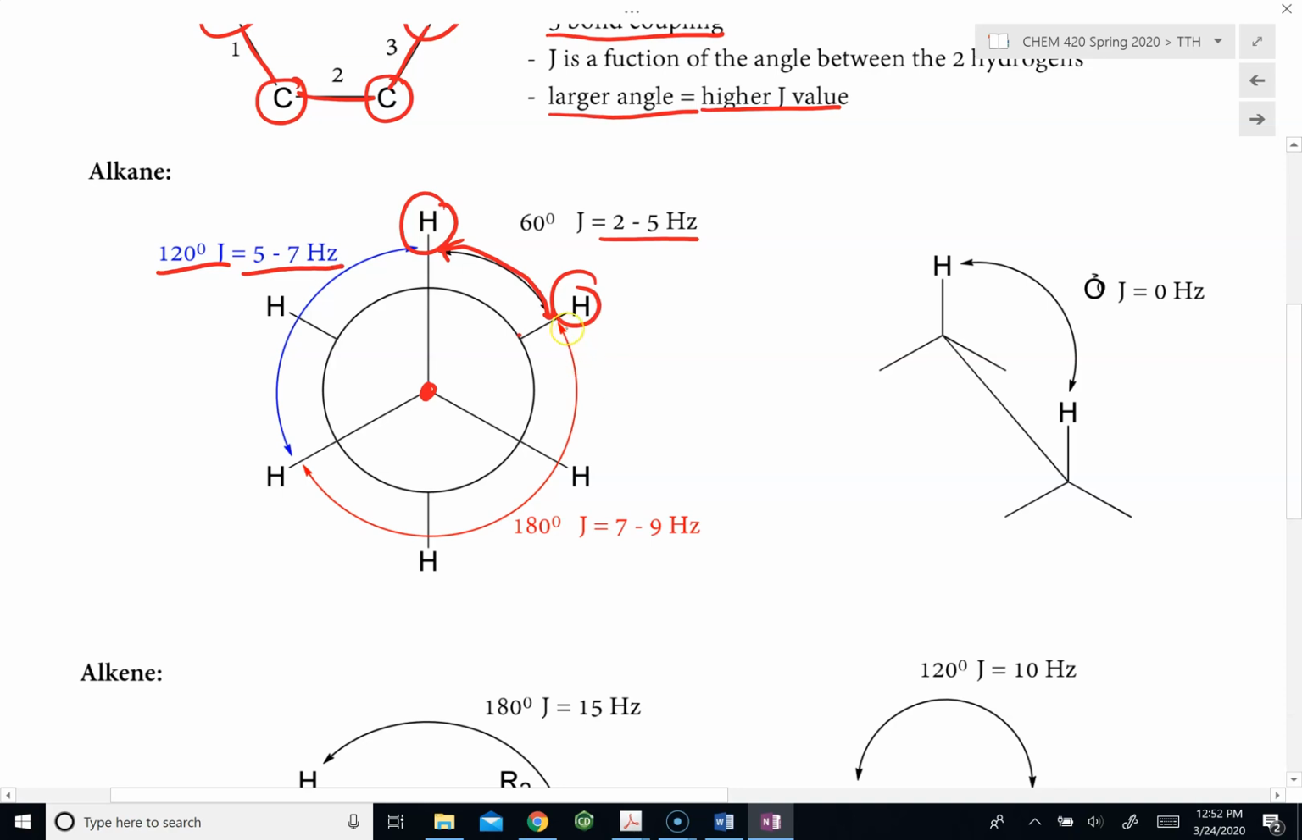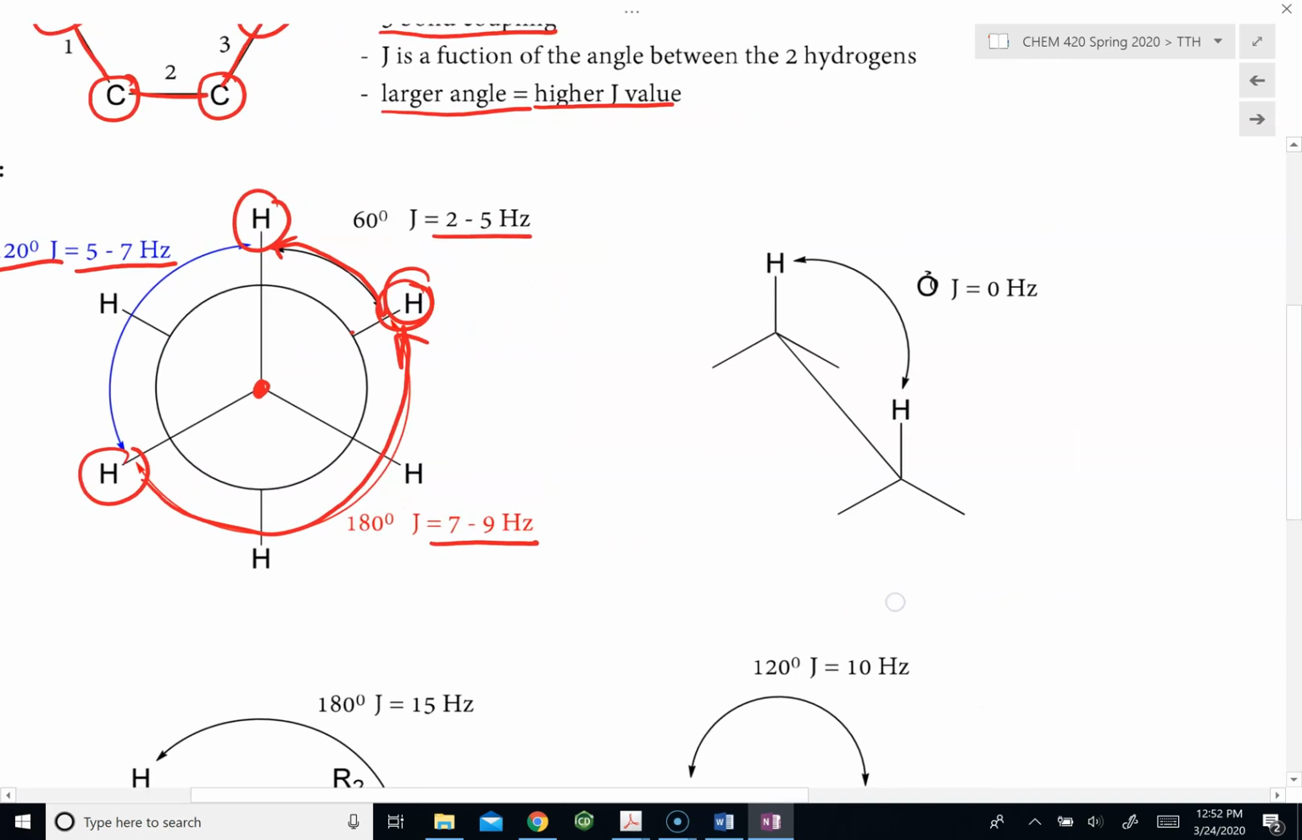And when they're 180 degrees from each other, so you've got these two hydrogens that are anti to each other, now the J value will be 7 to 9 Hz. And if the bond angle between them is 0, in this case these two hydrogens are eclipsing each other, the J value would equal 0 Hz. 0 Hz basically means no communication. So it's really important that we recognize what the bond angle is between the two hydrogens in this vicinal coupling.